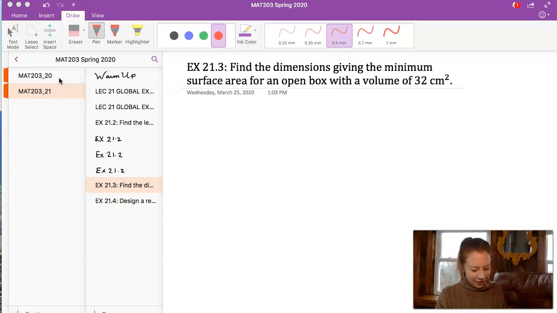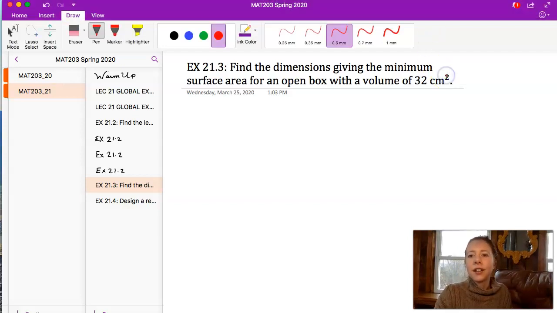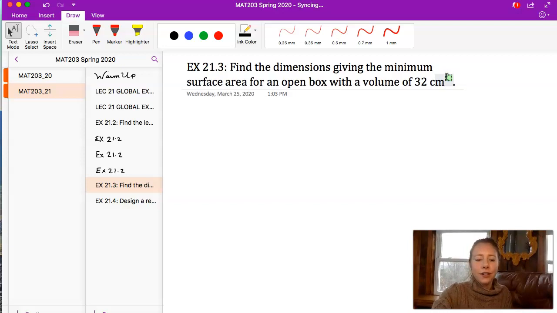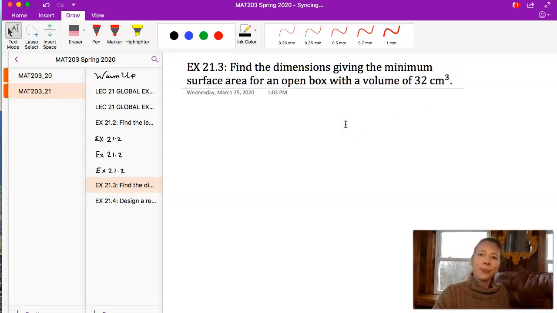The solution. So we want to minimize the surface area for an open box of volume 32. Oh no, I just now noticed that it should be, of course, obviously, 32 cubic centimeters. So hopefully you guys noticed that. There we go. Let's keep going. So volume of 32 cubic centimeters.